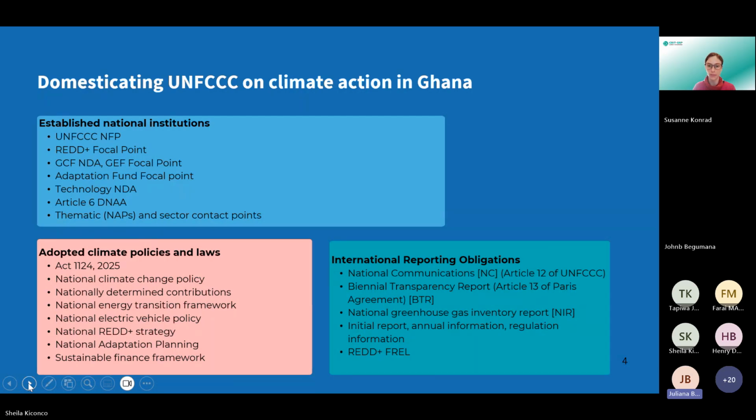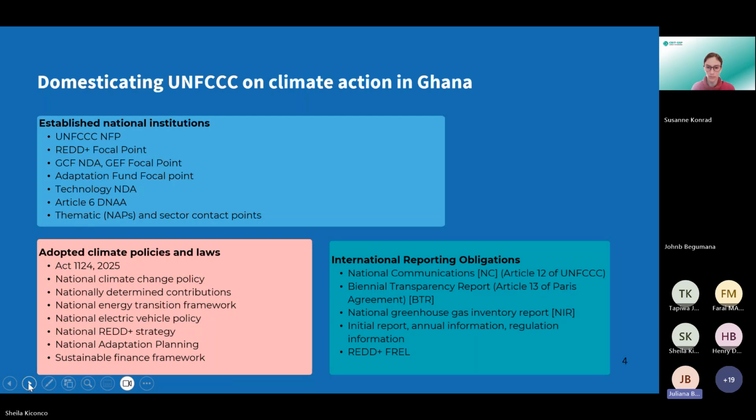We have the Ministry of Finance also looking at GCF issues and then the GEF disbursement. We also have the adaptation focal person that sits also at the EPA. The technology NDE also sits at the EPA. We also have the Article 6 office also being at the EPA, and then the thematic and other sector contact points also being at relevant ministries, departments, and agencies.